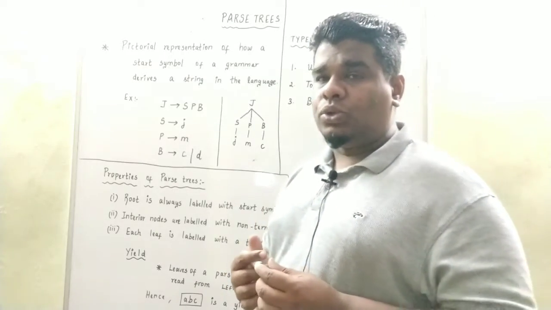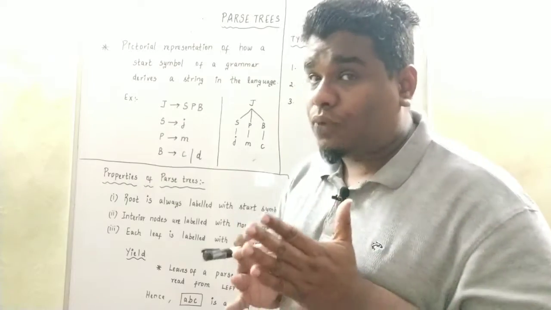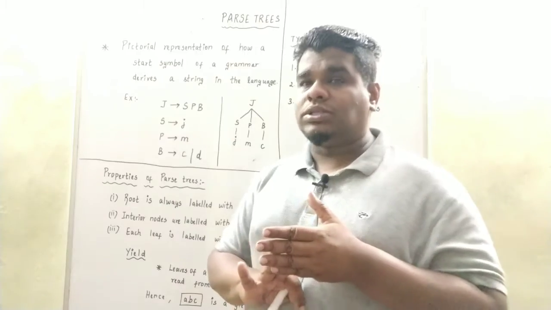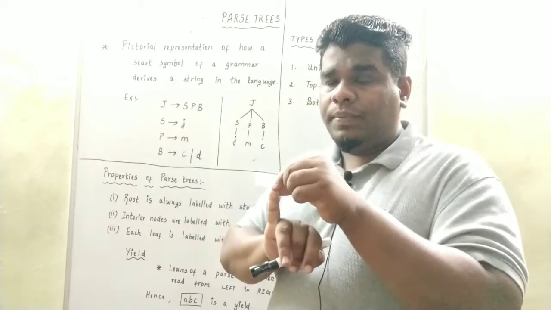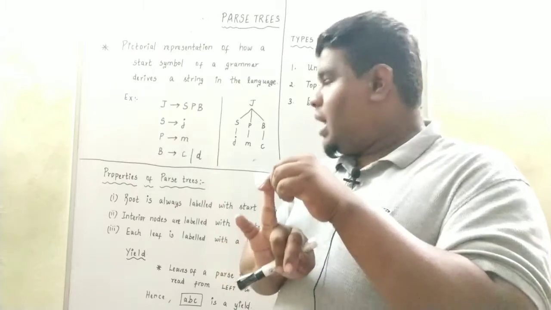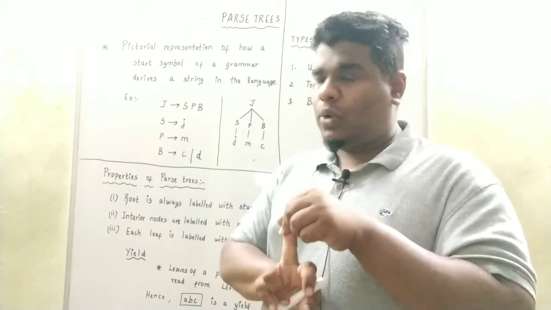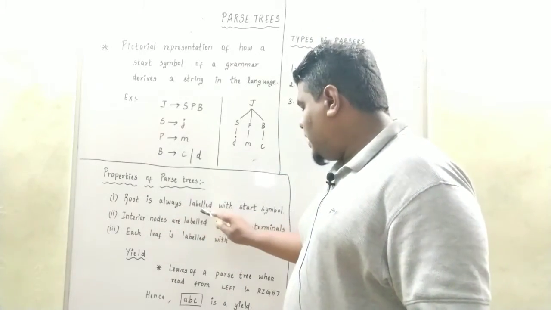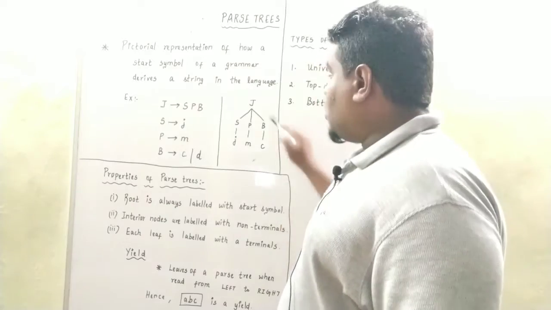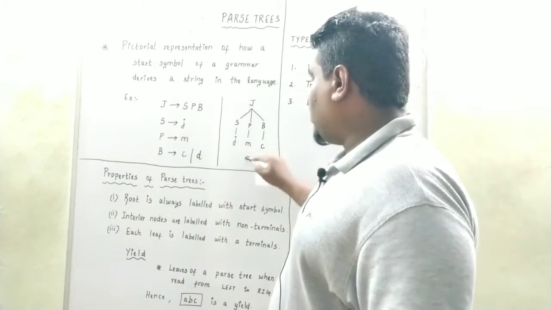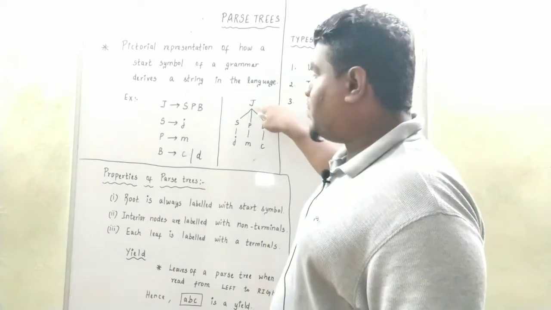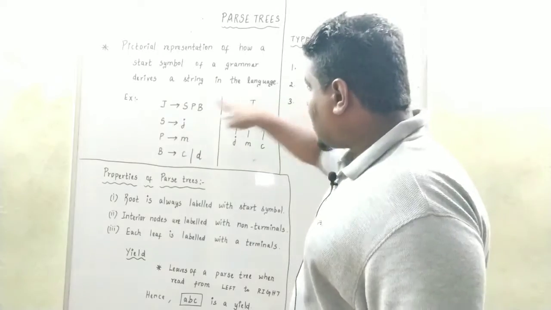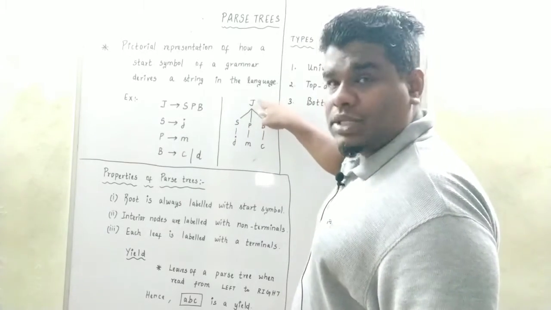So this is called a parse tree. I hope you have understood. So now I am going to concentrate on the very important properties of a parse tree. The parse tree will mainly concentrate on its root, its internal nodes and its leaf part. Alright, so it is going to concentrate on three things. The root is always labeled with the start symbol. So the root of a parse tree must start with the start symbol. Here in this grammar, what is the start symbol? J is the start symbol. So here that J must be labeled as the root.